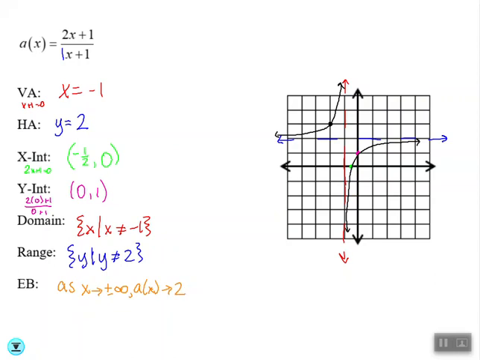If we want to write our asymptotic behavior, as x approaches the vertical asymptote, which is -1, from the right, and as x approaches -1 from the left. If we start on the right and get close to the asymptote, we are going down, so we're approaching -infinity. And if we start on the left and approach the vertical asymptote, we are going toward positive infinity.